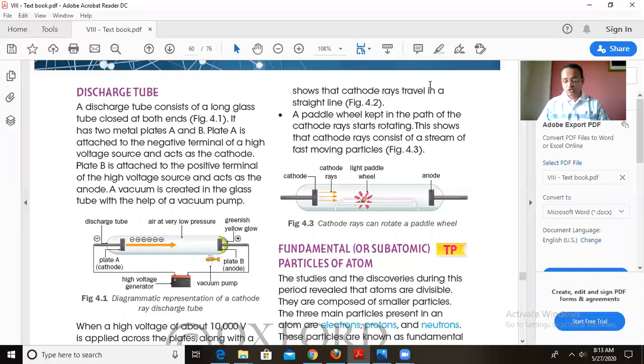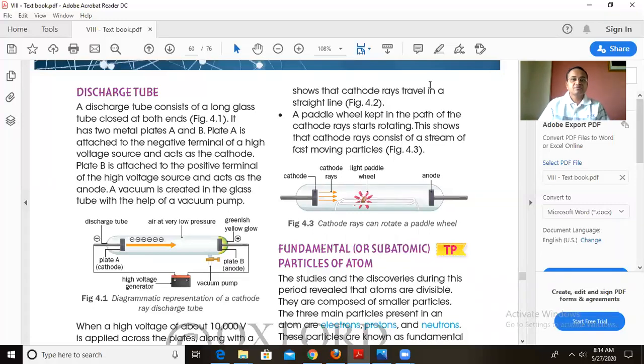How does it work? I'll just show you a material which is present at our home. Consider this as that discharge tube. Now see here, the shape is a little bit tapering at one end, but the discharge tube is actually of the same width, the same diameter. But let us see this example now of the discharge tube.